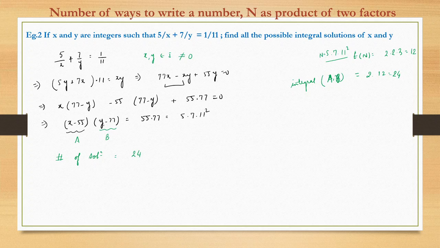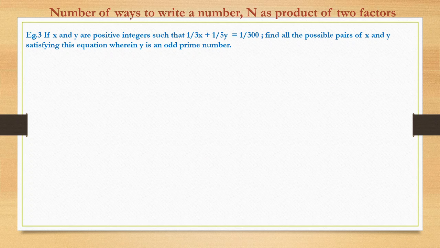Yeah, if x and y are both 0, the LHS is 55 into 77, which is the same as the RHS, right? So x and y cannot be 0. So we will subtract that case, one case where x and y both are 0, to get the final answer, which is 23. Hope you have understood the concept here.